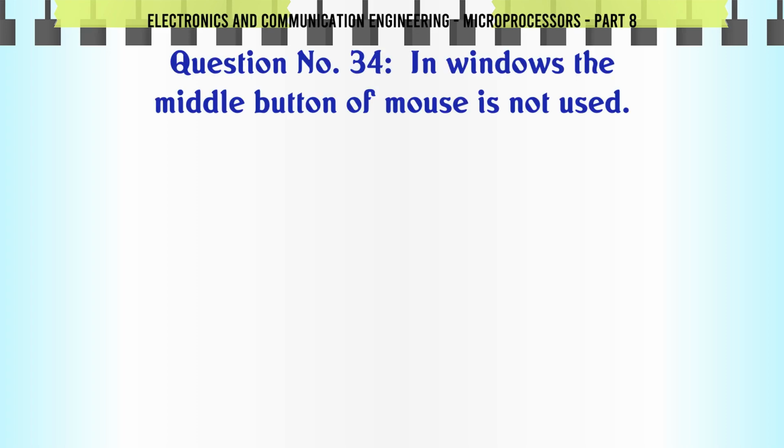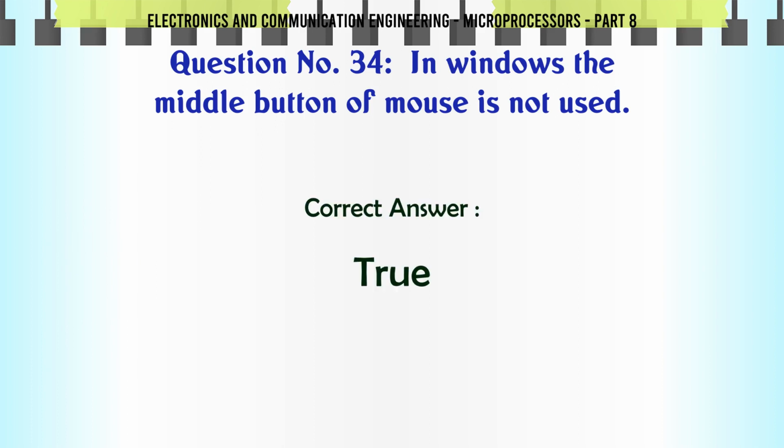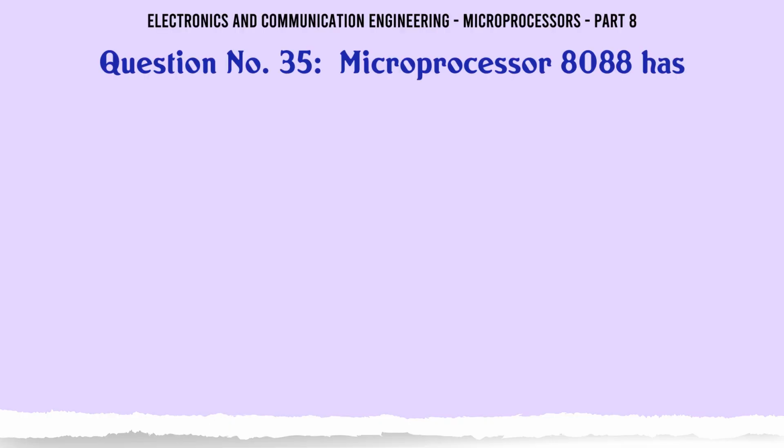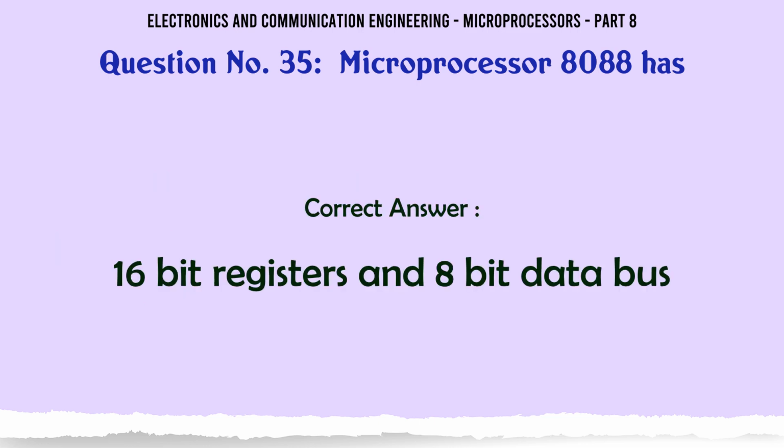In Windows, the middle button of the mouse is not used. A, True. B, False. The correct answer is true. Microprocessor 8088 has: A, 16-bit registers and 16-bit data bus. B, 8-bit registers and 8-bit data bus. C, 8-bit registers and 16-bit data bus. D, 16-bit registers and 8-bit data bus. The correct answer is 16-bit registers and 8-bit data bus.